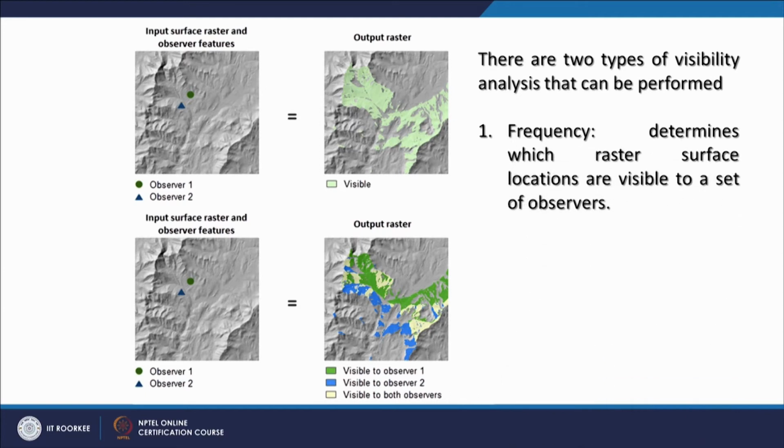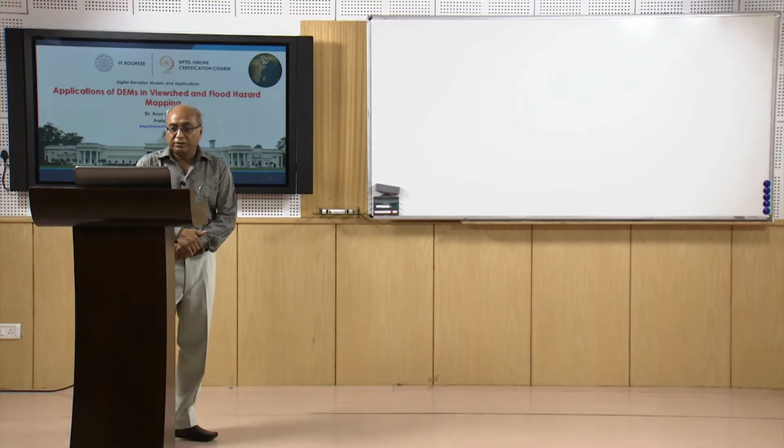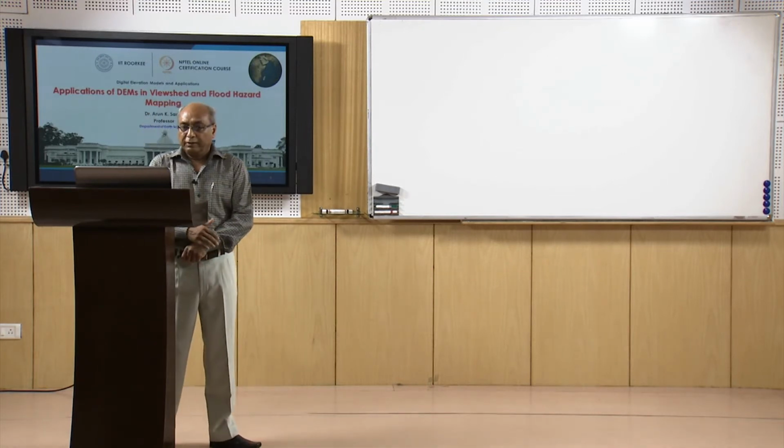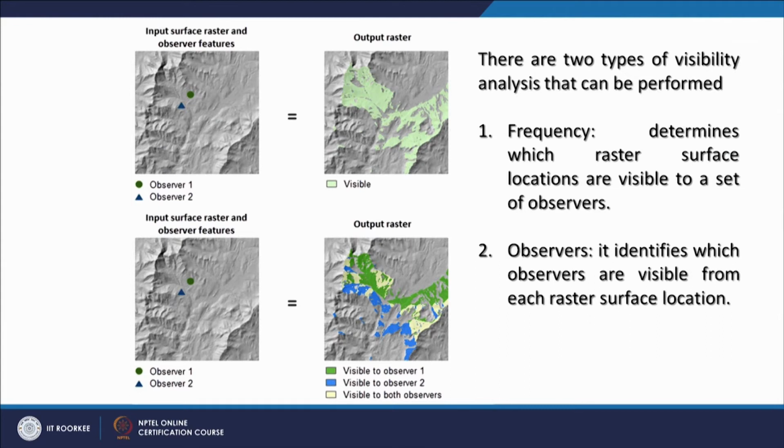So, this frequency determines from how many locations a part of terrain is visible. Frequency determines which raster surface locations are visible to a set of observers. If we have 5 observers, whether it is visible from 5 locations or 3 or 2 or 1, whatever. And observers identifies which observers are visible from each raster surface. So, the analysis has to be done both ways, as given in the beginning, that a location X should be visible from Y, and vice versa is also true, because it cannot be one way. The visibility will always have the direct connection.